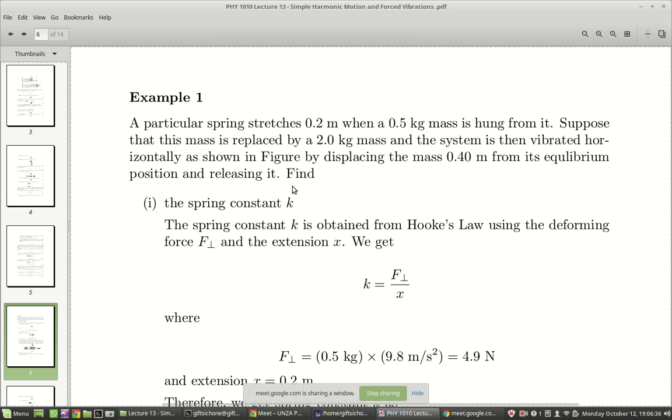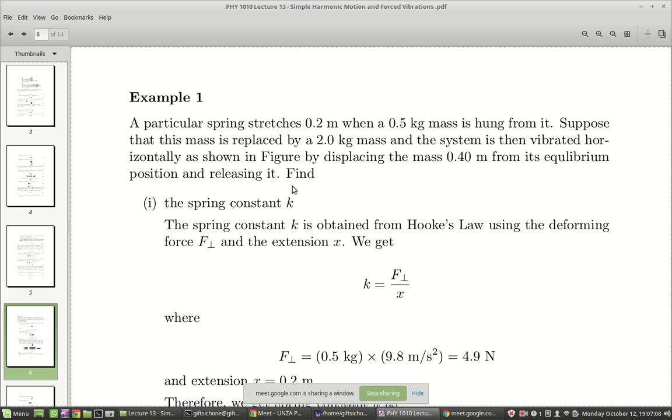However, when we attached the 2 kg mass, we displaced the mass to a distance of 0.4 from the equilibrium position, then we released it, and it starts vibrating. So the first thing we need to do is find the spring constant. For us to find the spring constant, we have to use Hooke's law. According to Hooke's law, F is equal to Kx. So we find K to be equal to F divided by x.